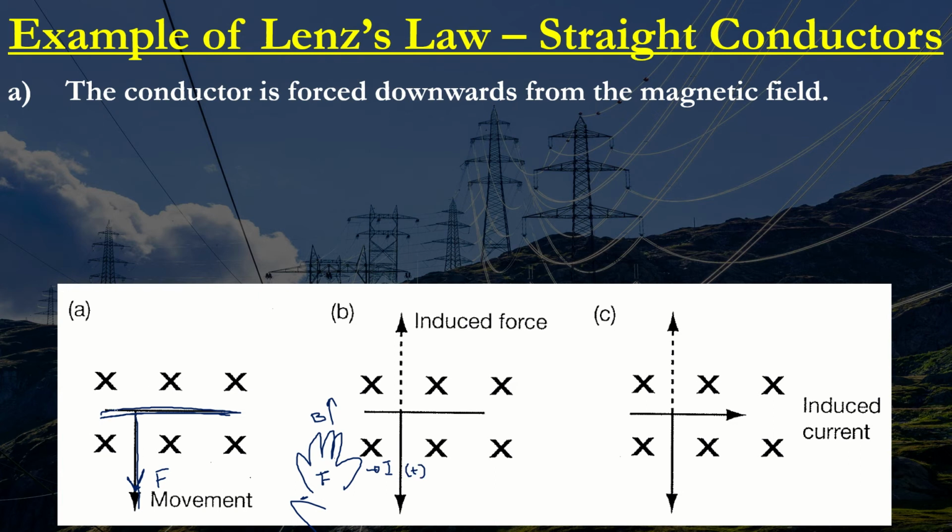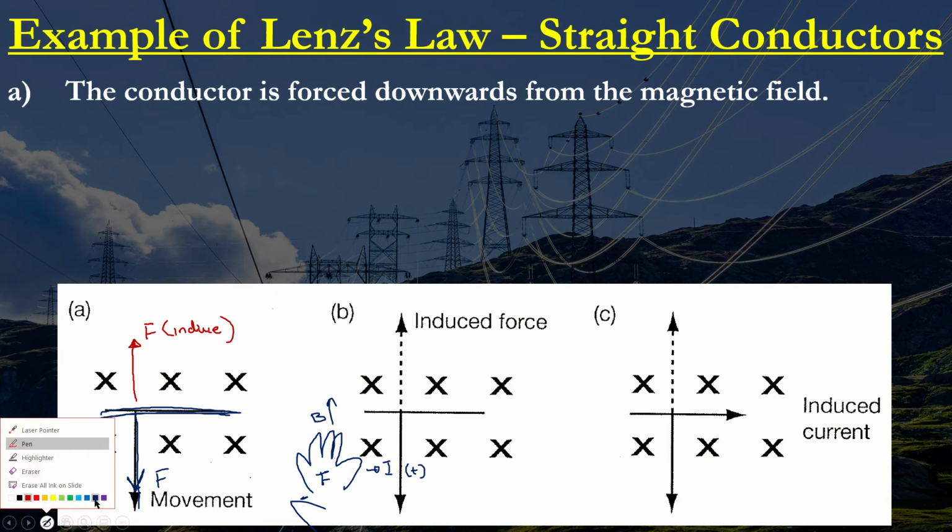Now, according to Lenz's law, the motion that I have right now is a force going down. So according to Lenz's law, and I'm going to do this in red just to differentiate, I'm going to generate a force that goes in the opposite direction of the original motion. So if the original motion was going down, the induced force is to go up. That's how Lenz's law defined it.